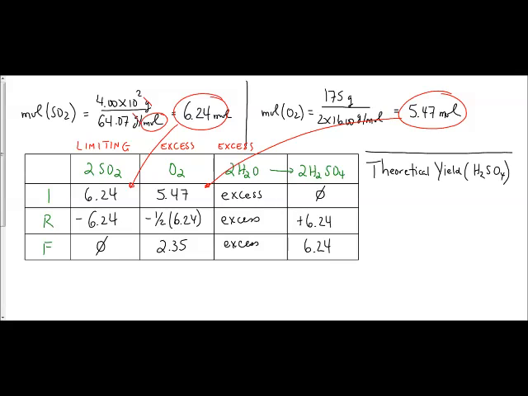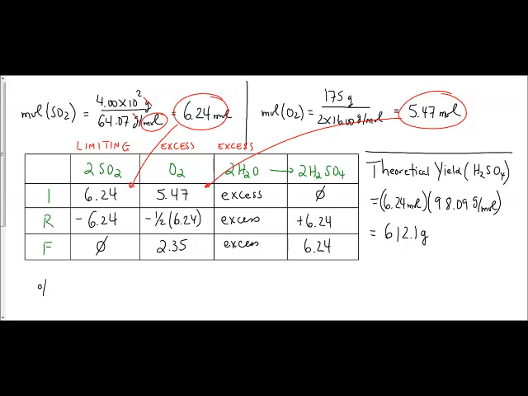In this case, the limiting reagent, SO2, is forming product in a 2:2 ratio, or a 1:1 ratio. So moles of SO2 consumed equals moles of sulfuric acid produced. For a yield, we would like to have that in grams, so we convert the moles of sulfuric acid into grams by multiplying by the molar mass.